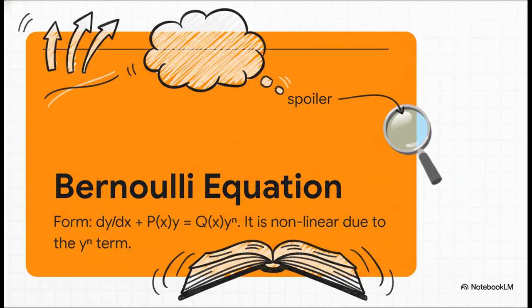You've got your dy/dx, you've got a P(x)y term. It all looks so familiar. But then over on the right, you've got this little troublemaker, Q(x) times y to the power of n. That one term, that y^n, is what messes everything up and makes the equation nonlinear.